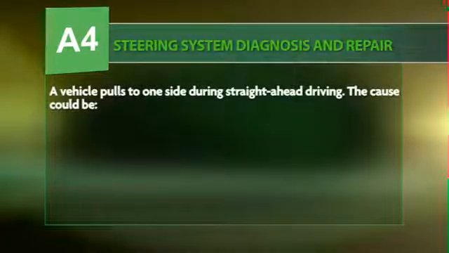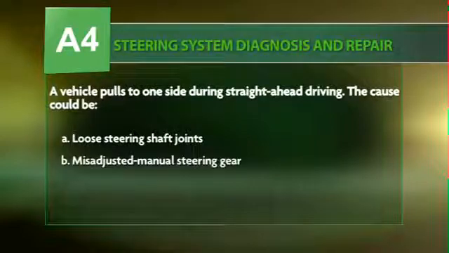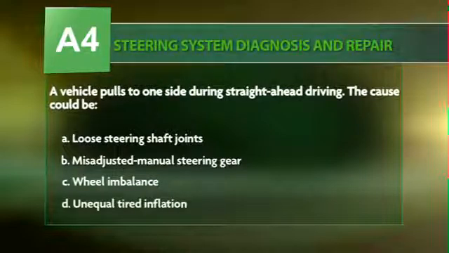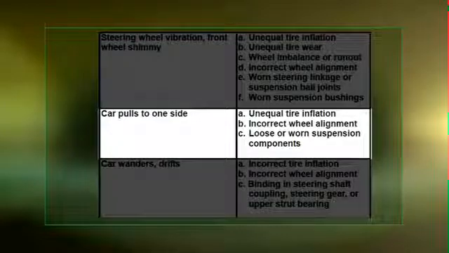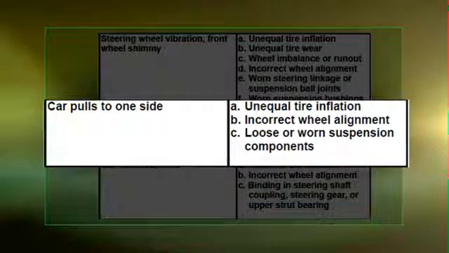Here's a question about a vehicle pulling to the left or right as you're trying to steer straight down a level road. Vehicle pulls to one side during straight ahead driving. The cause could be A, loose steering shaft joints, B, misadjusted manual steering gear, C, wheel imbalance, or D, unequal tire inflation. Well, let's look at that symptom chart again. So here's our list of symptoms, and on this part I don't see veering to the left or right, or pulling as you might call it, but here I do. We see the second one down on this particular slide. Car pulls to one side, and 3 possible causes.